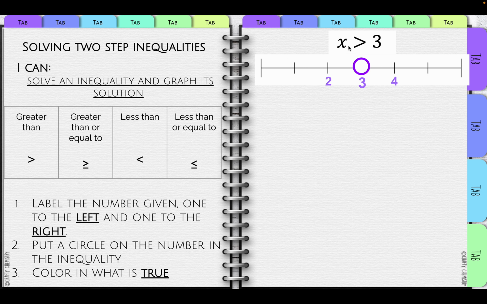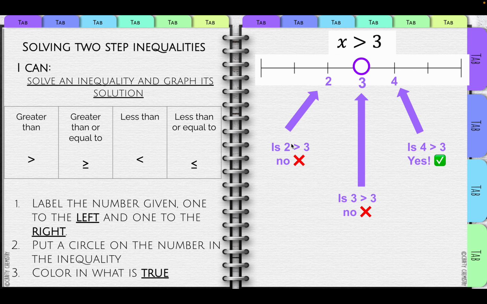All right, and then instead of x, you put in these numbers. So instead of x, I put in 4, and I ask myself, is 4 greater than 3? Yes, that is true. So I would get to color that in. Then instead of x, I'm going to try 3. Is 3 greater than 3? No, 3 is equal to 3, but it's not bigger than itself. That's kind of a silly statement. So I do not get to color in the circle because that is not true.